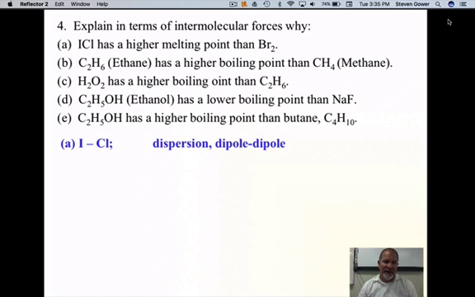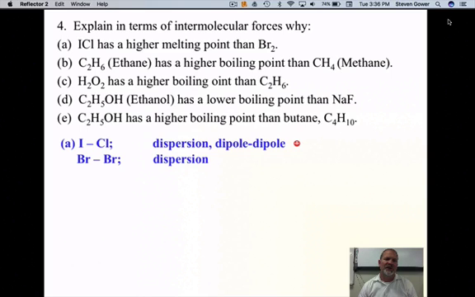I don't really care who it is, but I know this. When someone loses and someone gains, one becomes partially negative, the other partially positive. I have two poles, I have a dipole. That's why my ICl has a stronger bond than my bromine and a higher boiling point.